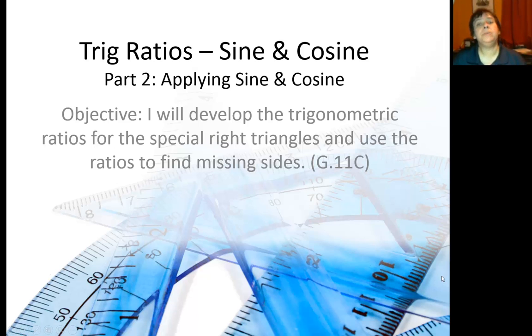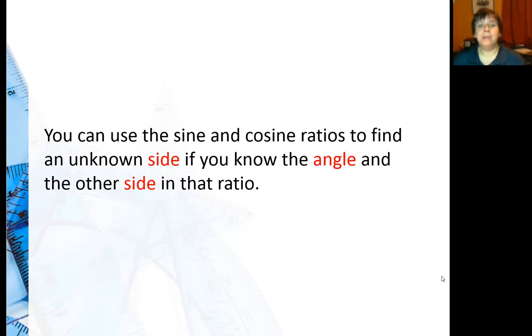In this lesson, we're going to start using the sine and cosine ratios for other triangles. They actually work for any right triangle. They do not have to be 30, 60, 90, or 45, 45, 90. We can have any angles, even angles with decimal values. So you can use the sine and cosine ratios to find an unknown side if you know the angle and the other side in that ratio. It could be a leg or it could be the hypotenuse.